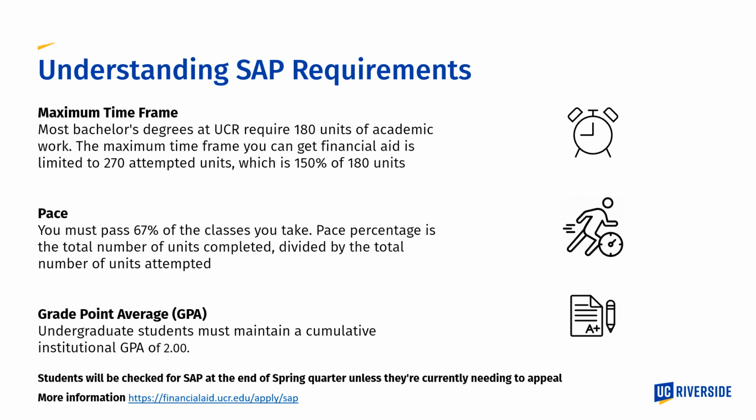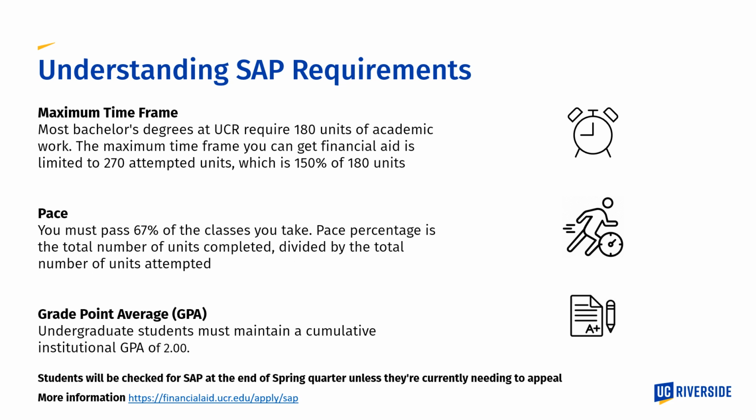Most bachelor degrees at UCR require 180 units of academic work. The maximum time frame you can get financial aid is limited to 270 attempted units, which is 150% of 180 units. To meet PACE, you must pass 67% of the classes you take. PACE percentage is the total number of units completed divided by the total number of units attempted. For GPA, all undergraduate students must maintain a cumulative institutional GPA of 2.0.